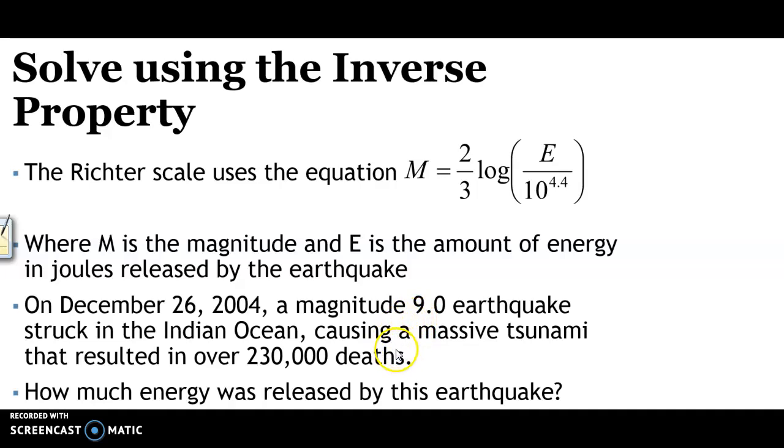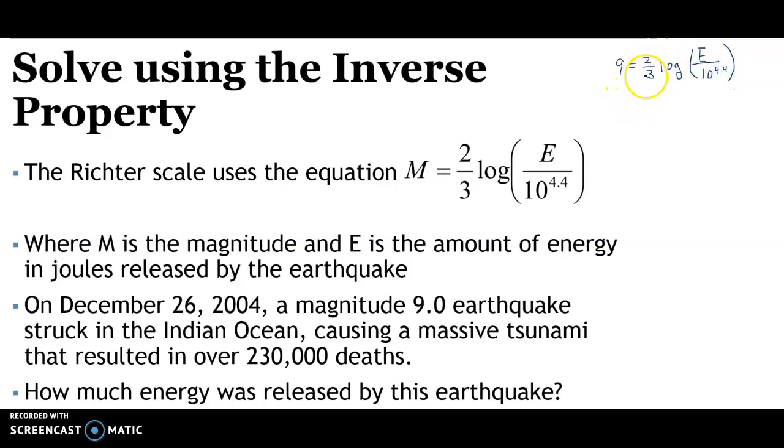If we remember that, that was an extremely devastating quake because of the massive tsunami that it caused and the huge number of deaths. So what we are asked in this problem is how much energy was released by this particular earthquake. So when we look to solve that, the energy in the formula is the E, and the piece that we know is the M, the magnitude. So I'll start by filling in 9 as the magnitude equals 2/3 times the log of the fraction E over 10 to the 4.4 power.